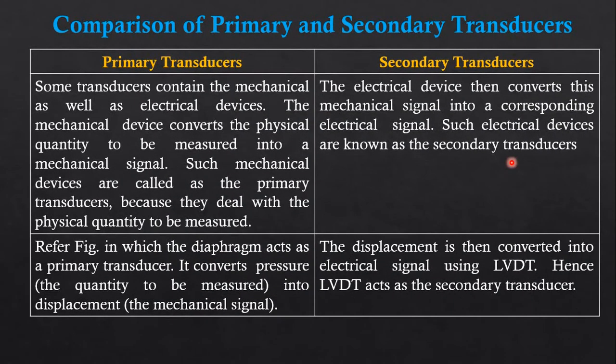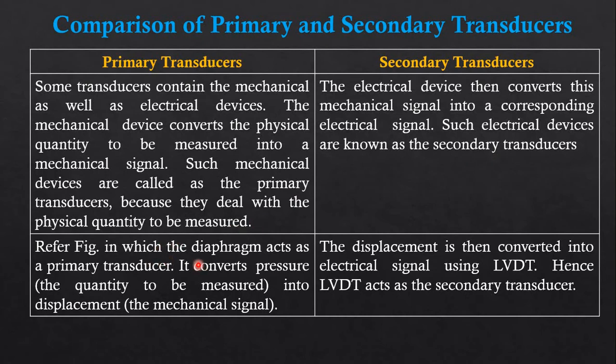Now here is the comparison between primary and secondary transducers. In a primary transducer, some transducers contain a mechanical as well as an electrical device. The mechanical device converts the physical quantity to be measured into a mechanical signal, that is, the movement, right? Such mechanical devices are called primary transducers because they deal with the physical quantity to be measured, as we already discussed in the example of pressure measurement. Then in the secondary transducer, the electrical device that converts this mechanical signal into the corresponding electrical signal is known as a secondary transducer.